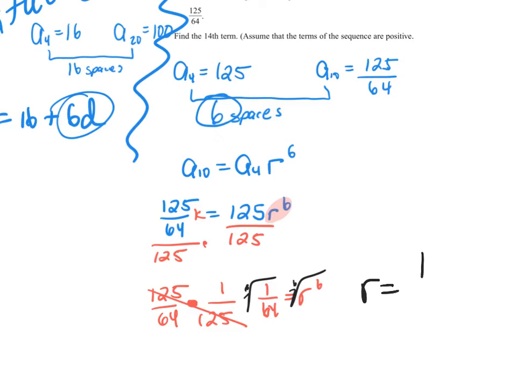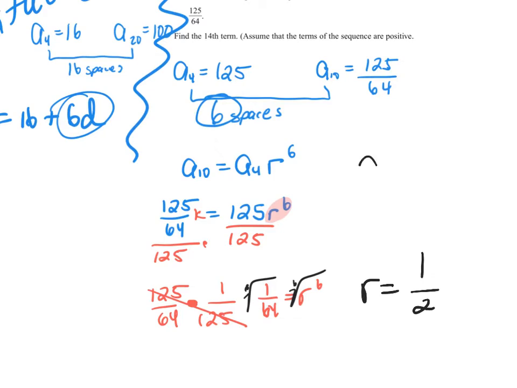16? No, smaller. Yeah. You're on the right track. Real small. Smaller. 8 times itself 6 times is not going to give you 64. Well, 1 times itself 6 times gives me 1. What's 2 to the 6th power? 64. Yeah. So you guys just figured out the common ratio is 1/2.